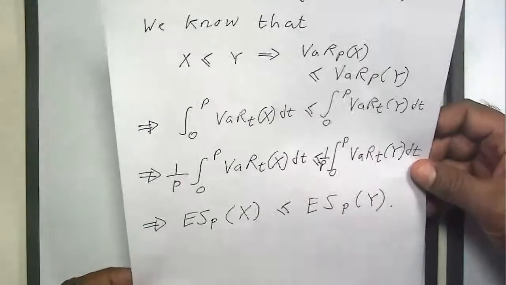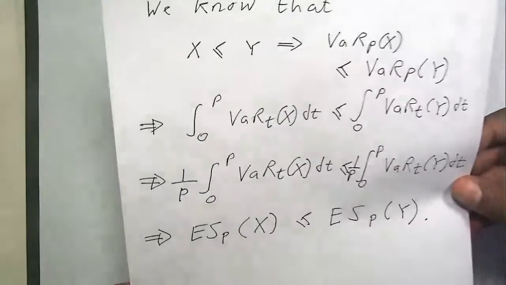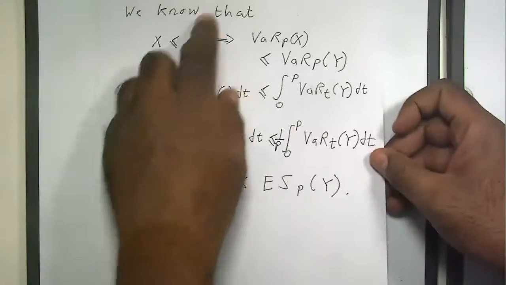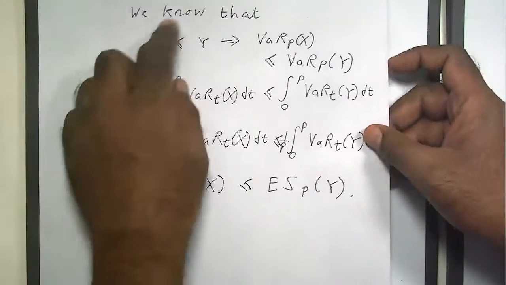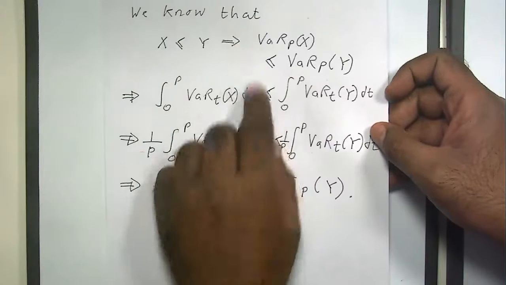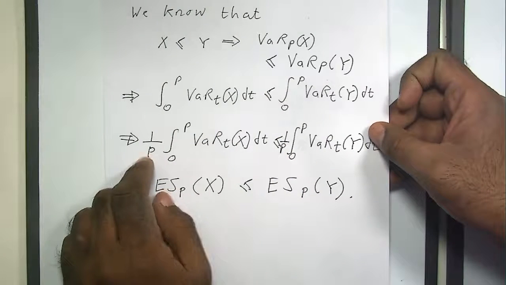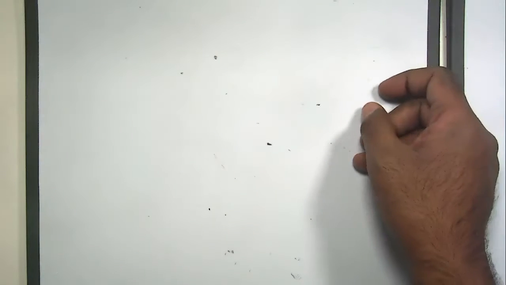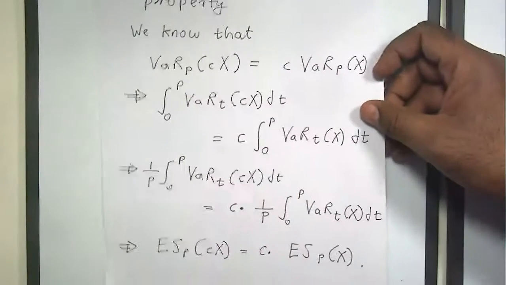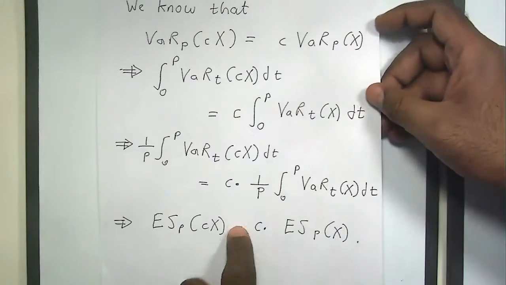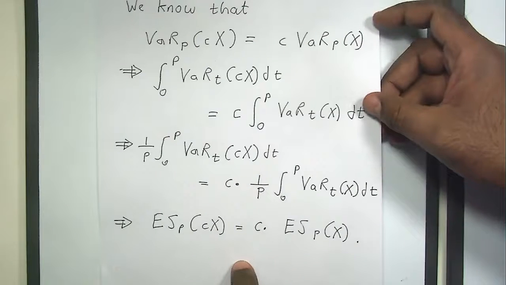And the third one is the monotonicity property, which I proved over here. The fourth one is the positive homogeneity property, which I proved over here. Okay, all right, guys. So those are four proofs.